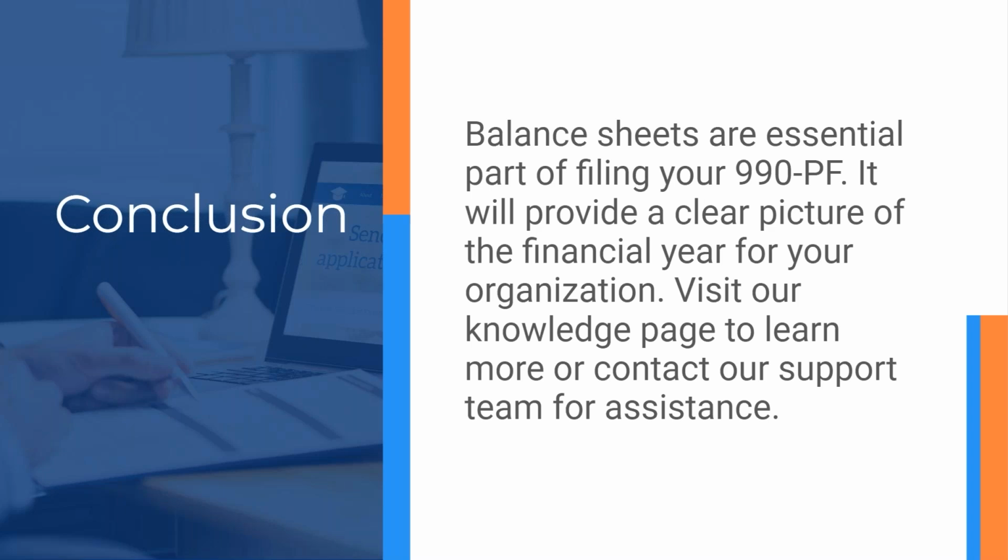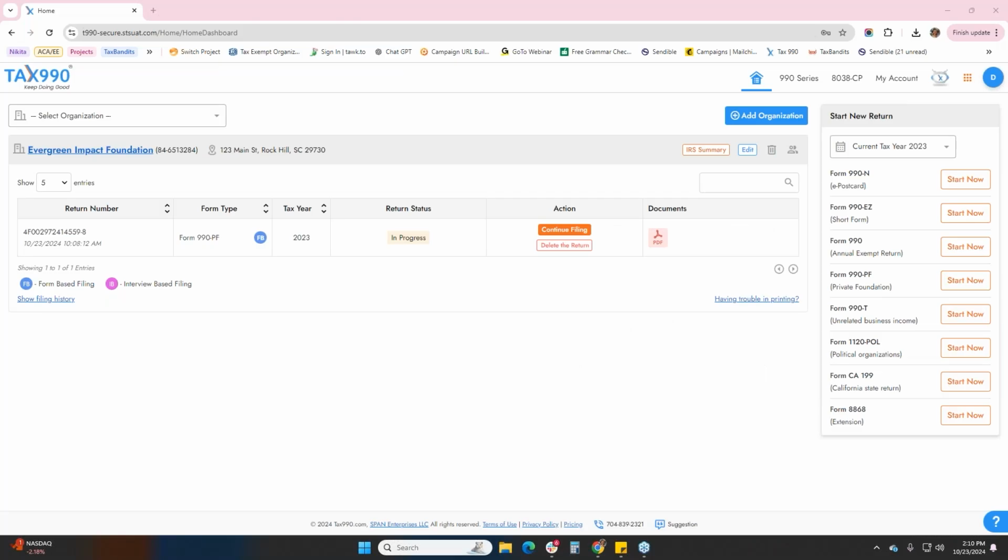Now I'm going to go ahead and get logged into my account here, and we will do a quick demonstration of completing the balance sheet on the 990 PF together. Just one moment while I get logged into my account. All right, sorry for that delay. So I've logged into my Tax 990 account. I do have an in-progress 990 PF ready for us. So I'm going to go ahead and continue filing there. I apologize, my testing site for the webinars is running just a little bit slow today.